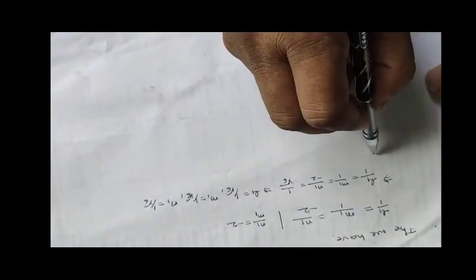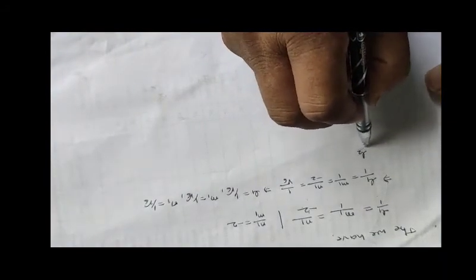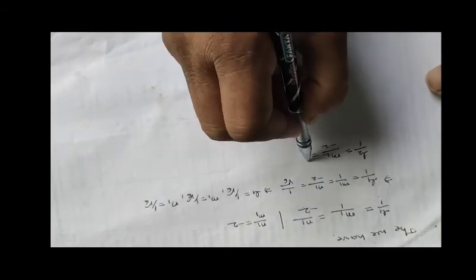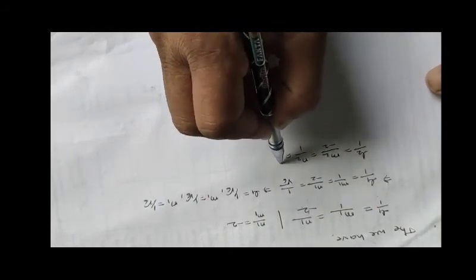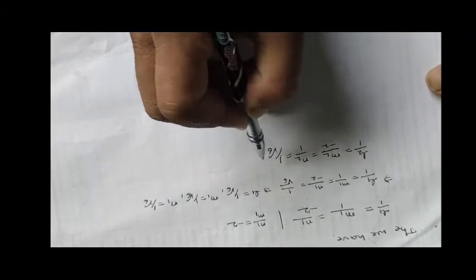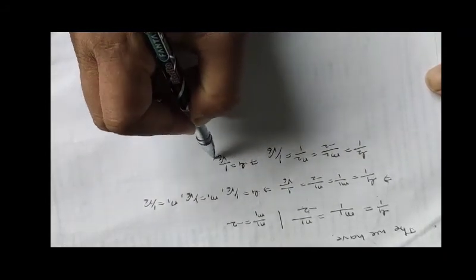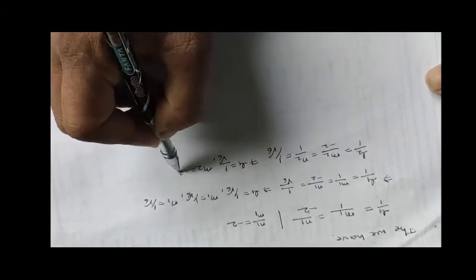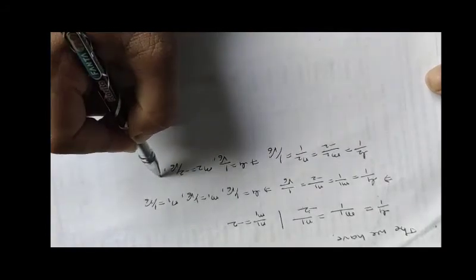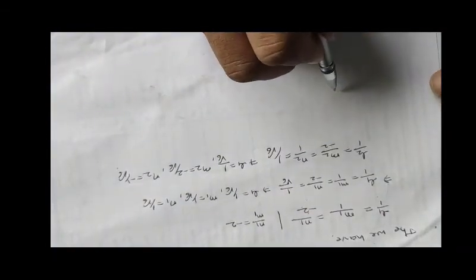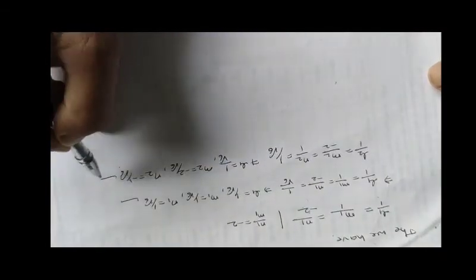And for the next, l2 by 1 is equal to m2 by minus 2 is equal to n2 by 1, again with 1 by root 6. So l2 is equal to 1 by root 6, m2 is equal to minus 2 by root 6, and n2 is equal to 1 by root 6. So these are the direction cosines of the two lines that satisfy the condition given in the problem.